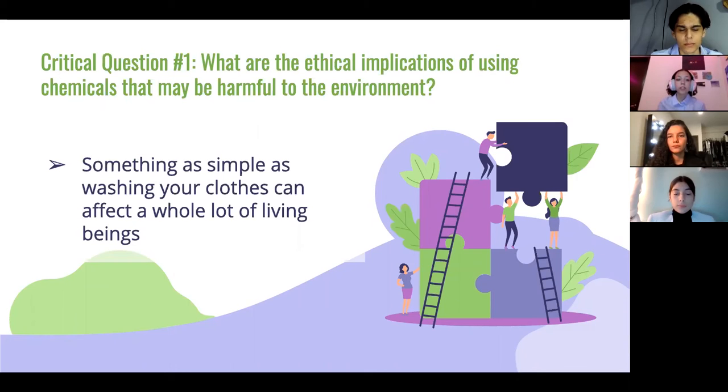In regards to the first critical question, we came to the conclusion that the ethical implications of using chemicals that are harmful for the environment are very great, because something as simple and common as washing your clothes can affect a whole lot of living beings. This is because these chemicals end up in the water system, which not only affects ecosystems and animals, but also communities, because they end up having to consume this contaminated water.